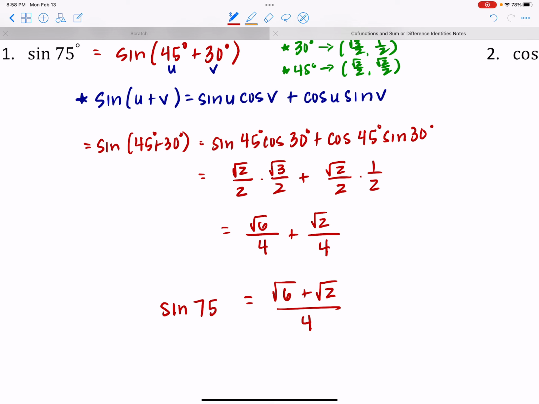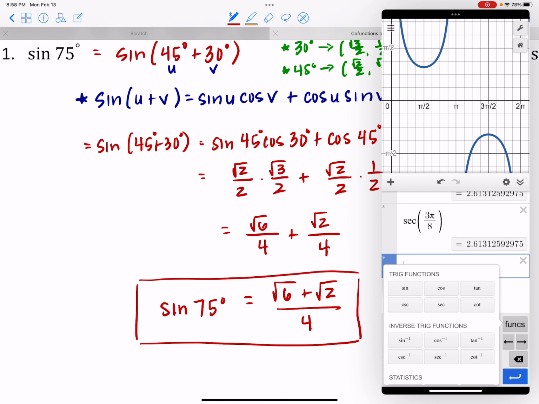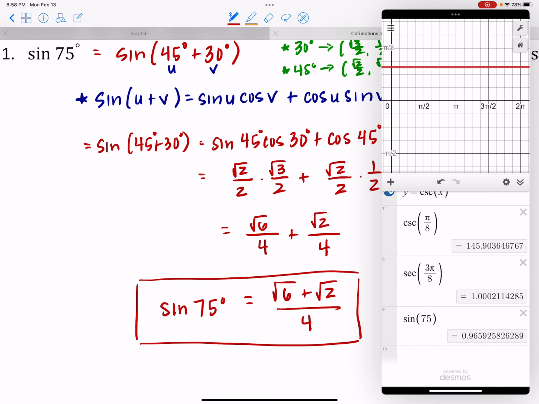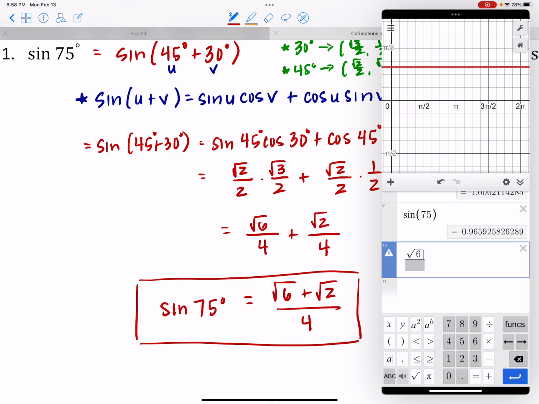Of 75 degrees. Okay, and again, your calculator could be used to confirm this. So in the calculator, if I put in the sine of 75 degrees, and let me go to degree mode, I get that decimal approximation. What I want to verify is that the fraction I have equates to the same decimal. So if I put in radical 6 plus radical 2 and divide by 4, boom, 0.9659, whatever, all that ends up being exactly the same thing. So that's one way for you to verify your work.